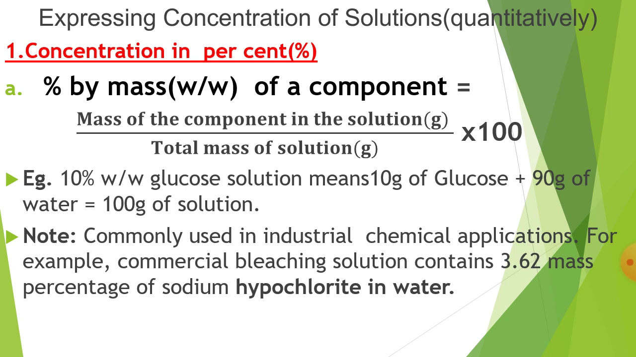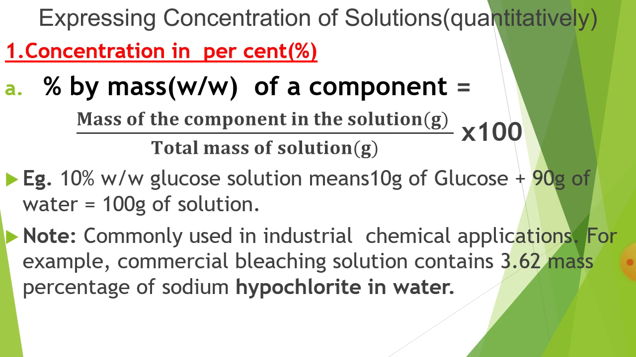For example, if 10% W by W glucose or NaCl solution is written, this means 10 gram of glucose dissolved in 90 gram of water to give 100 gram of solution. If 20% is written here, then 20 plus 80, that means 20 gram dissolved in 80 gram of water to give the 100 gram of solution.